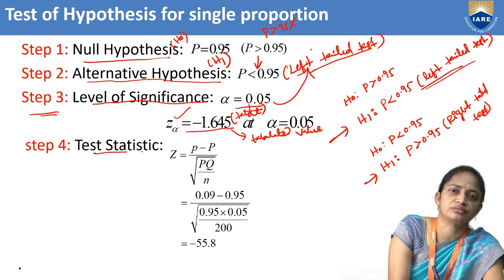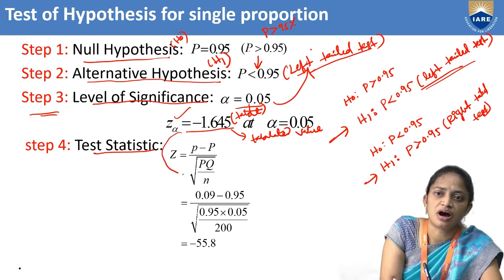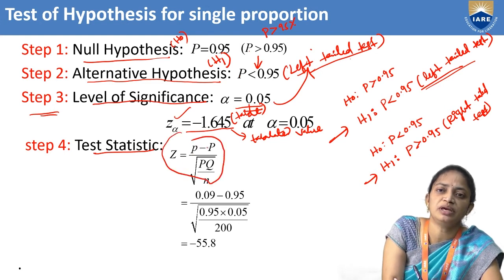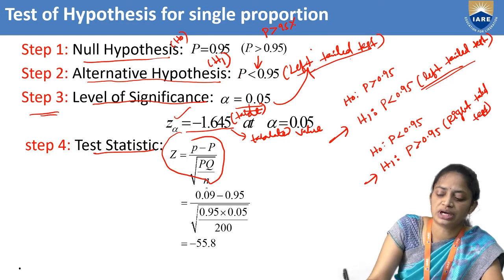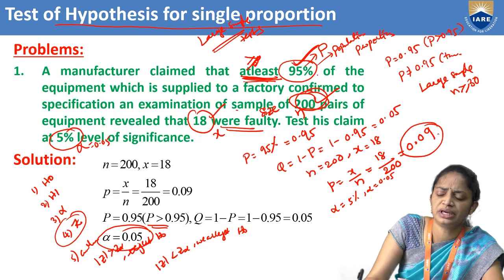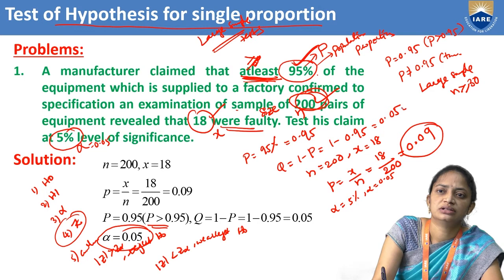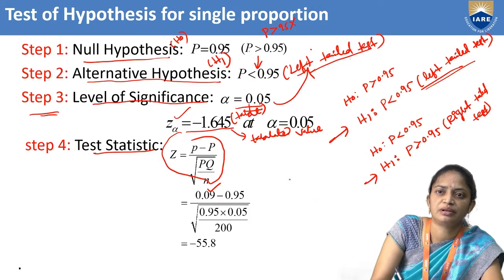So next, step 4. Step 4 is Z equal to small p. Here we need to write the formula. So what is that formula? Z equal to small p minus capital P divided by the root of P Q by n. Okay, so we know that small p is 0.09, capital P is 0.95, and Q value is 0.05, divided by N value.